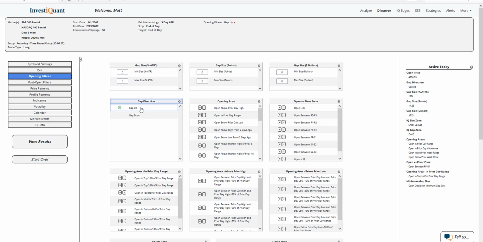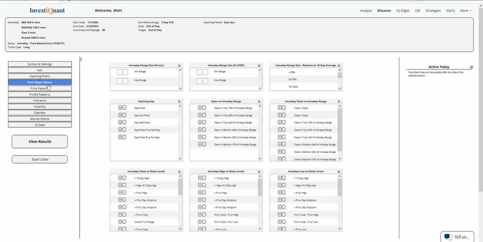I'm going to add that to the study by going to the gap direction, clicking on gap up. Now right now we're trading near the lows of the session, and I'm going to assume that that's true at 3 o'clock. We'll have to confirm at 3 o'clock, but this test is going to be based on if at 3 o'clock we're trading in the bottom 25% of the intraday range, so down near the lows of the session. I've just added that filter to the test here, close in bottom 25% of the intraday range.